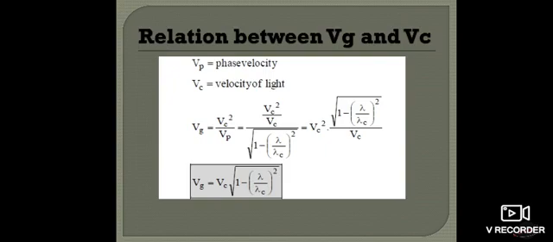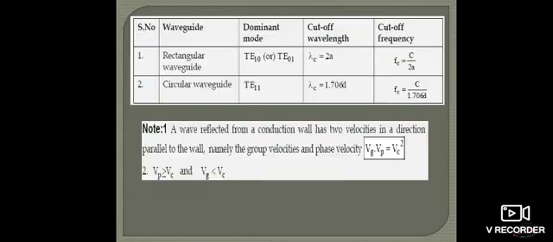So from the equation Vg equals Vc square by Vp, where Vp has a formula, Vc by square root of 1 minus (lambda by lambda c) whole square, this is substituted for Vp. Okay, so Vg equals Vc square times square root of 1 minus (lambda by lambda c) whole square by Vc. The denominator Vc is cancelled, because we have Vc square and one Vc is cancelled, and we get Vc into square root of 1 minus (lambda by lambda c) whole square. So Vg equals Vc under root of 1 minus (lambda by lambda c) whole square. This is the relation between Vg and Vc.